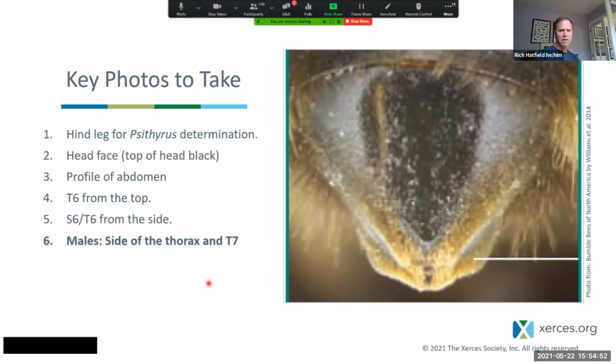And then the reason that we would take this picture in a male is that one of the close lookalikes for this is going to be Bombus flavidus, which is going to have red hairs or pale orange hairs on T7 at the back of its abdomen, whereas this species is going to have black hairs. The males will have black hairs there. So it's important to get that photo for males as well, and ideally also the side of the thorax. So those are the things we're going to look at for those species.